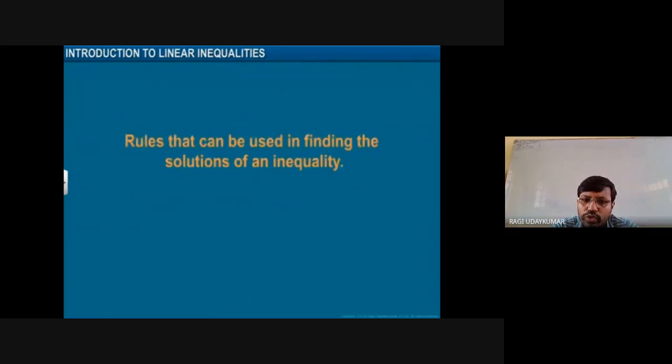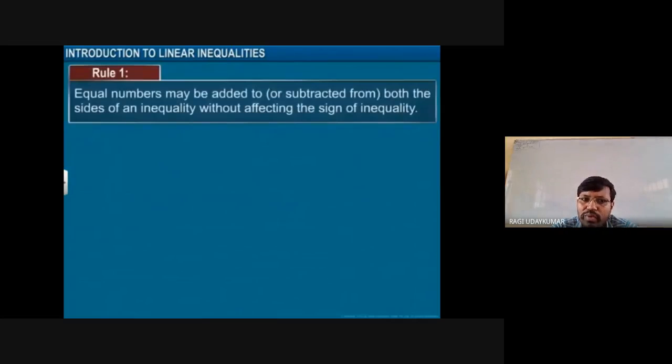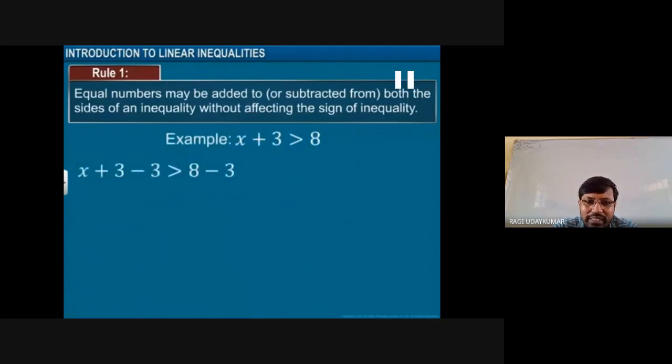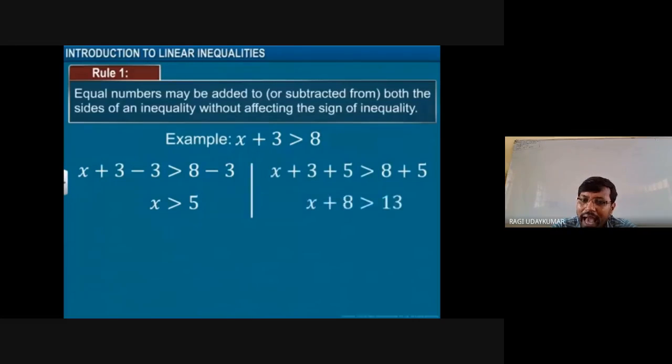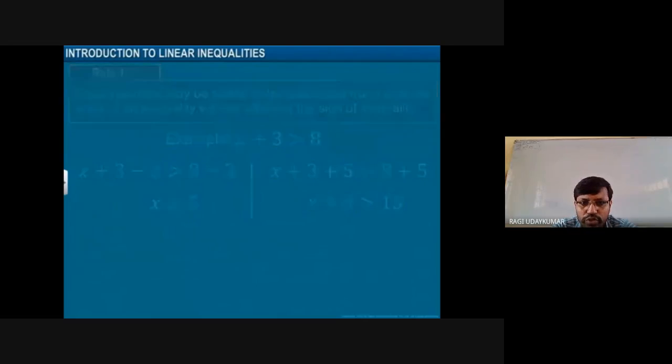The rules that can be used for finding the solution of an inequality. Rule number 1: equal numbers may be added or subtracted on both sides of the inequality without affecting the sign of the inequality. Now, for example, x plus 3 greater than 8 is given. To find the solution, on both sides you can subtract or add without changing any sign. Here subtracting 3, you get x greater than 5. So that is a solution. You can also add 5 to that.